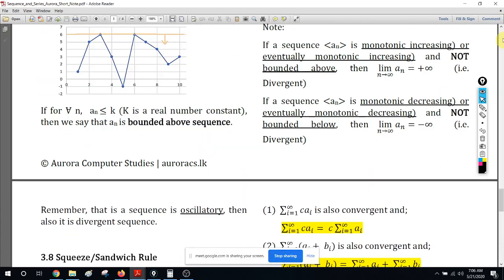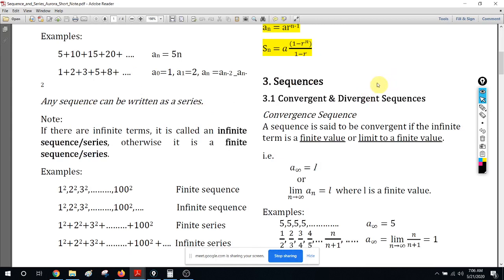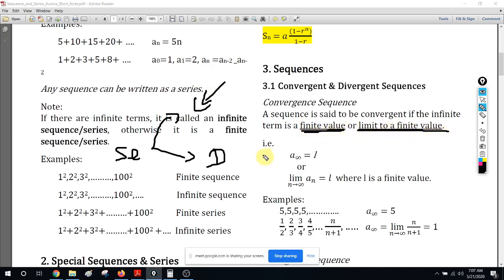Convergence and divergence. What is meant by a sequence? A sequence can be either convergent or divergent. If you take a sequence, it must be either convergent or divergent. A convergent sequence means its infinite term is a finite value. How do you define convergent? The infinite term must be either a finite value or it limits to a finite value. These definitions are very precise.